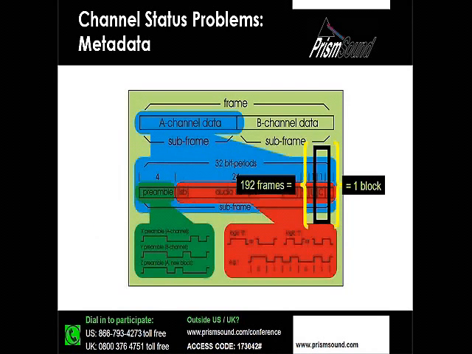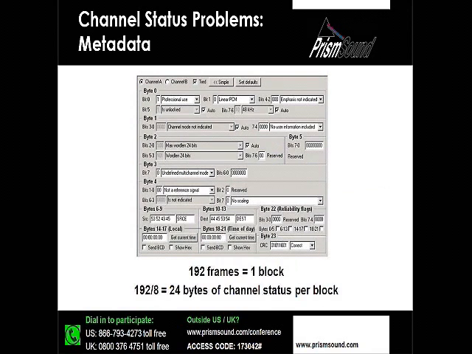Just to get back to this slide where we were talking about where it exists in the data stream. After 192 frames, we get one block, and that block represents 24 bytes of channel status. Now, this is another powerful tool that's incorporated in the D-Scope. What you're looking at here is a dialog box that represents those 24 bytes. And as you can see, this is all in plain English, easy to understand. And I think the best thing to do now is just get back to the D-Scope and show you some live measurements and how we go about tracking down problems in channel status.